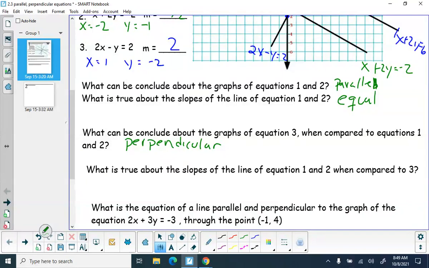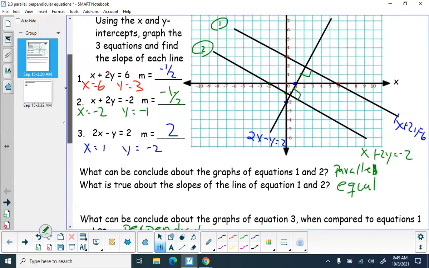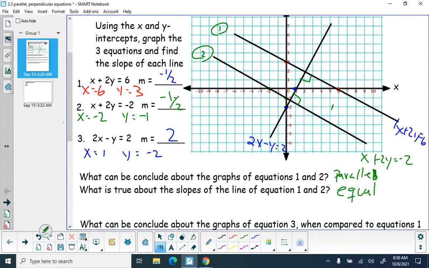Well, the slope of both of these lines is -1/2, and the slope of this line is +2. What is the characteristic that we have in regards to slopes of lines that are perpendicular? Rana, remember? I have +2 and I have -1/2.